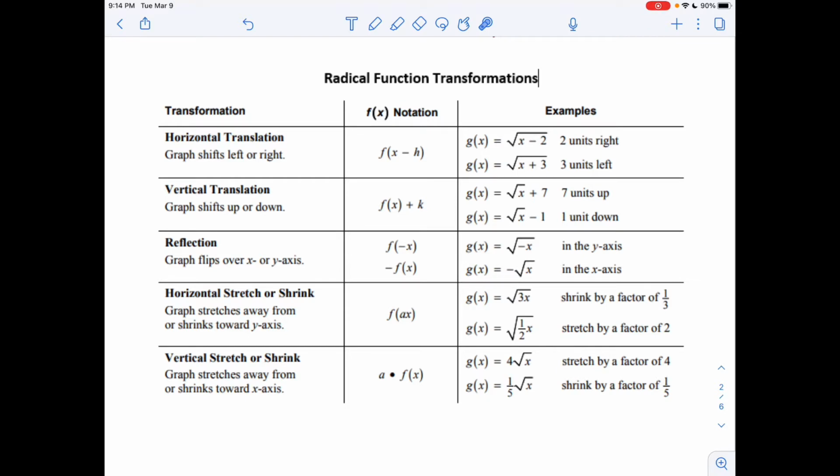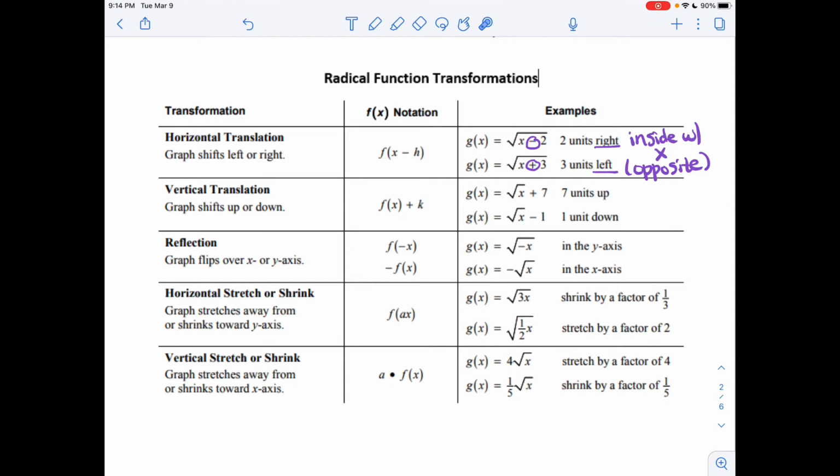So if we have a horizontal translation, we are shifting left or right. And remember that that happens inside with x. Inside in this case means under the radical. And remember that it goes opposite of what you would think it would be. So when you see a negative sign, that's moving to the right, and a positive sign moves us to the left. Remember that that's because of the negative built into the equation.